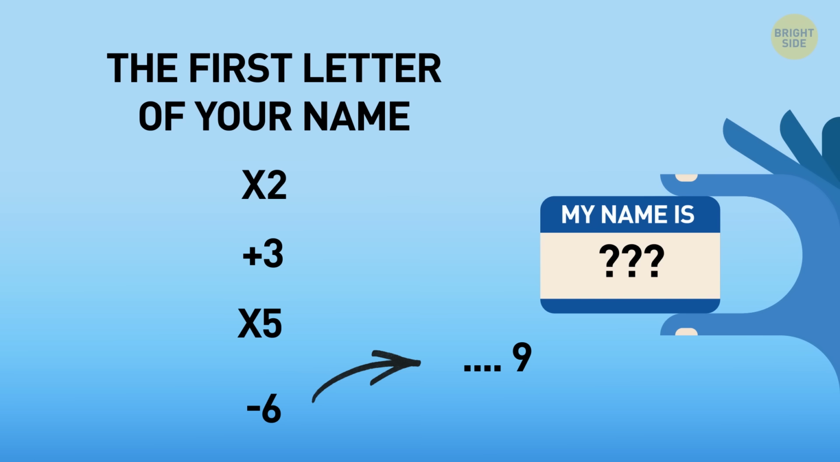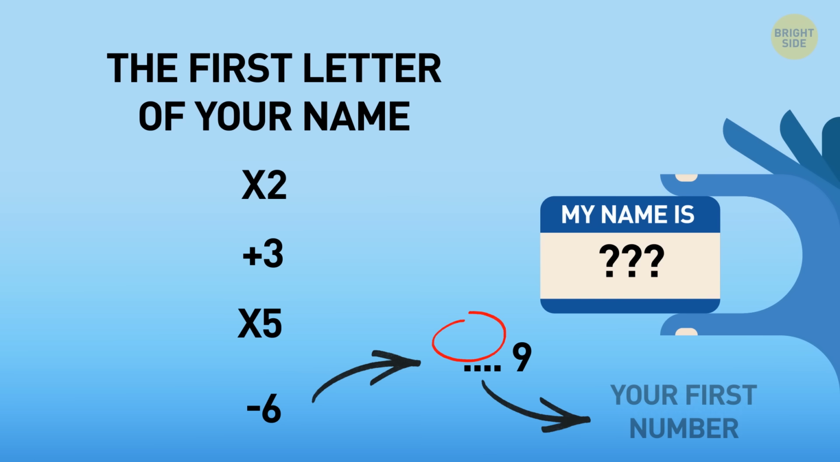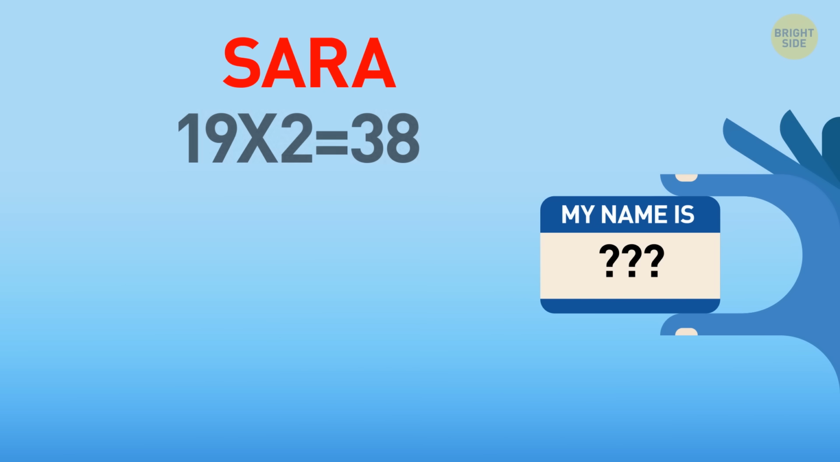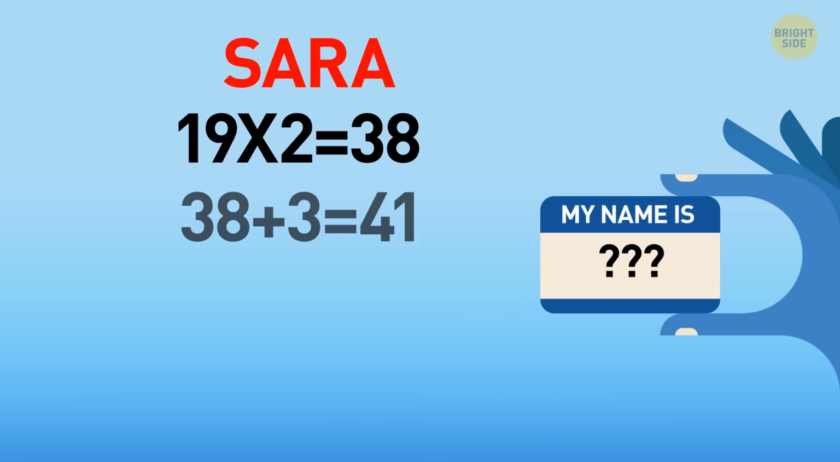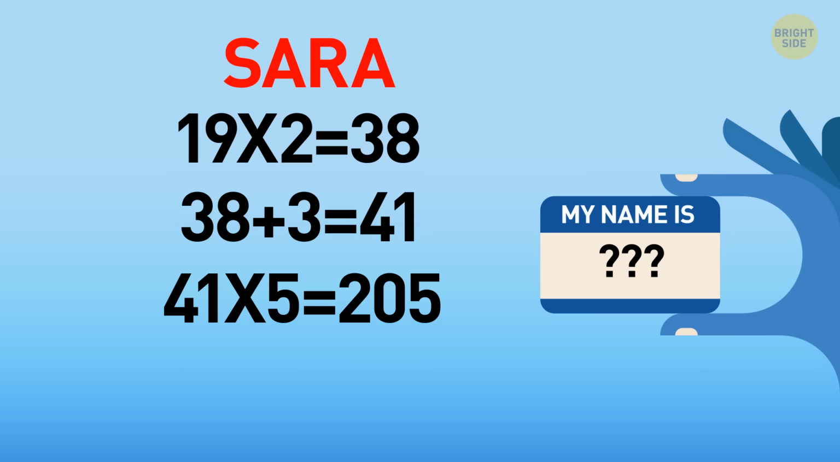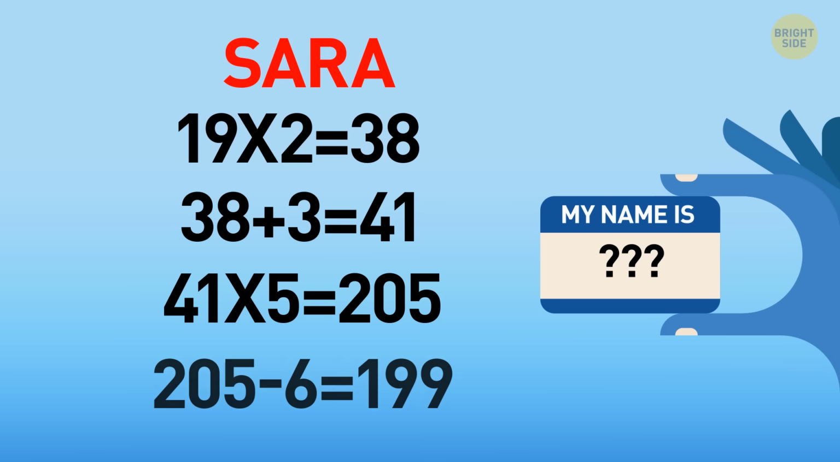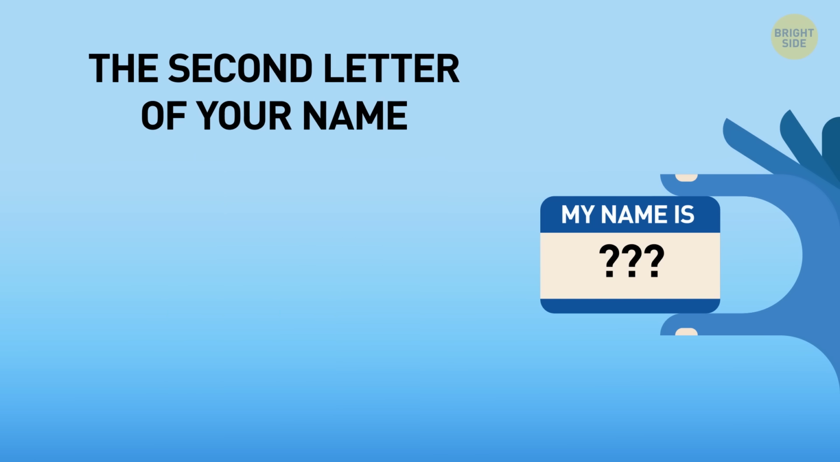Ignore the 9 at the end and write down the number you've got to the left of it. It's going to be the first number in the final sequence. So, in our case, it's going to be 19 multiplied by 2, which gives 38. 38 plus 3 is 41. 41 multiplied by 5 is 205. Subtract 6 from it and you get 199. So, it works.